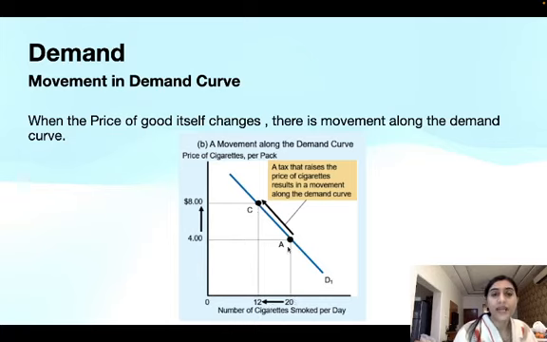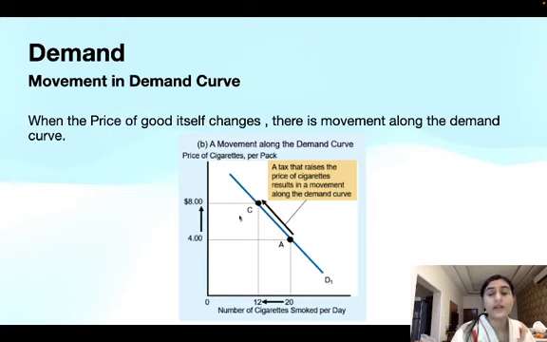So that means when there is a movement along the demand curve, the reason for this movement is only one. There are not multiple reasons. It is when the price of the good itself changes. The law of demand says when the good has become expensive, you would want to reduce the quantity, and when the good is cheaper, you want to increase the quantity. The change in price would cause movement along the demand curve, which is happening in this example.